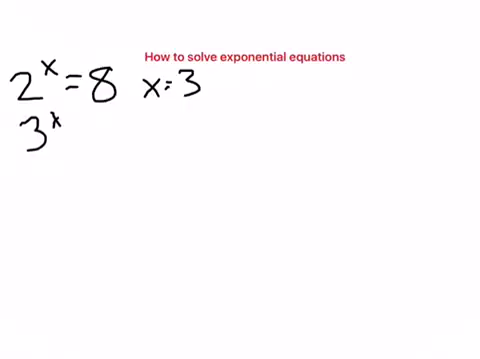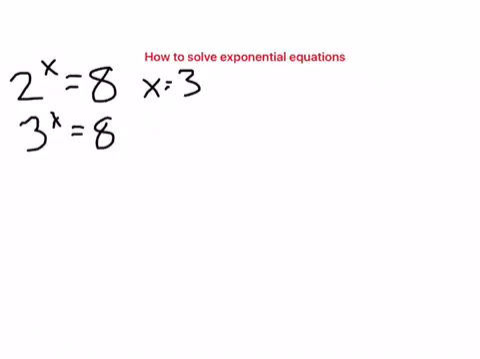If we were to take something like 3 to the x is equal to 8, that's not nearly as simple. 3 to the first is only 3. 3 to the second, it's already 9. So we're going to need something between 1 and 2. So how do I get there exactly? Well, in order to solve these exponential equations, we're going to have to use logarithms. So we can actually do this with what we know about logarithms.